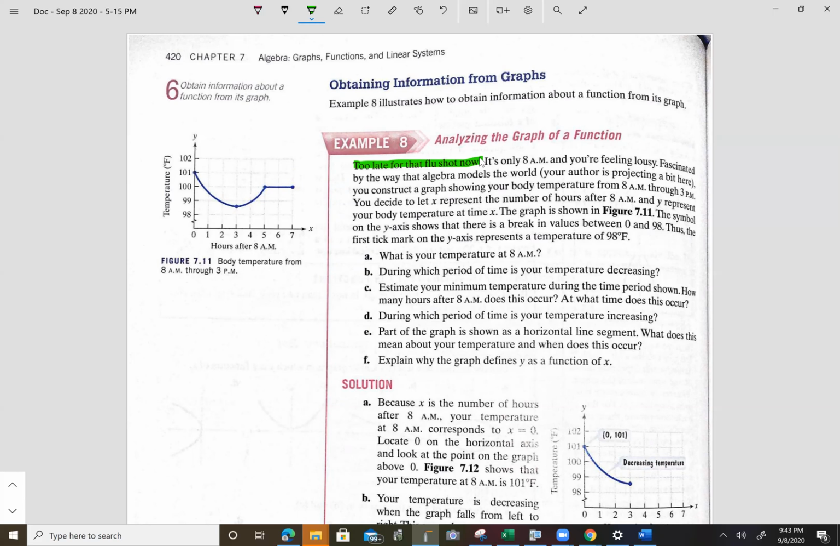You construct a graph showing your body temperature from 8 a.m. through 3 p.m. You decide to let X represent the number of hours after 8 a.m. and Y represent your body temperature. So what's happening is at 8 a.m., you have a temperature of 101. At 8, 9, 10, 11. At 11 a.m., you have a temperature of below 99. However, at 5, which represents 1 p.m. because it's 5 hours after 8, your temperature goes back up to 100 and it stays there at 3 p.m., the last time you take your temperature.